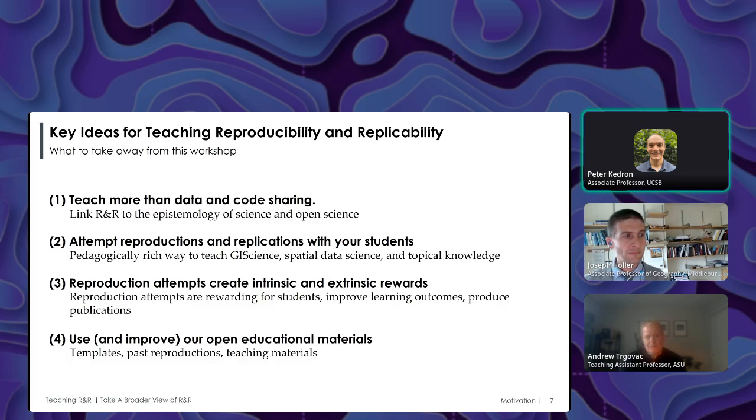And all of these things are openly available. We want you to take them and use them. We want you to reach out to us and help us improve them as we try to integrate this more and more into geographic teaching and spatial data science teaching. So a little bit of time on this slide, but a lot of big takeaways here that I think will reinforce as we go throughout the remainder of this talk.